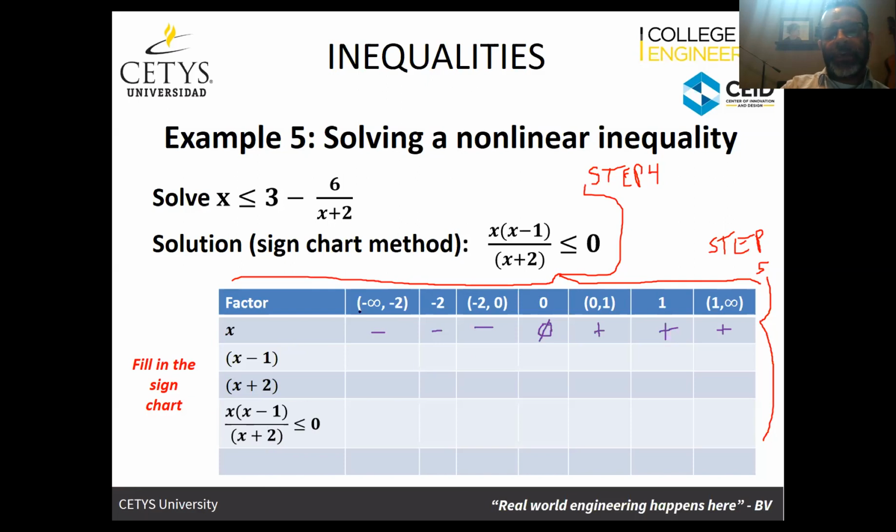So let's see what we're doing here. If we take any number from -infinity to -2, what's going to be the sign for x minus 1?